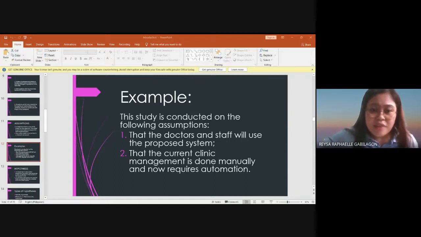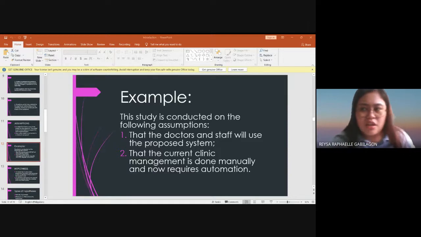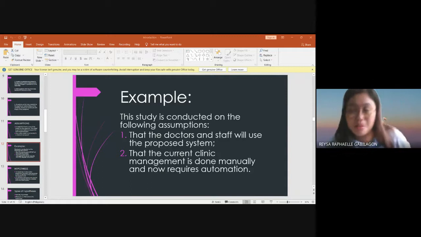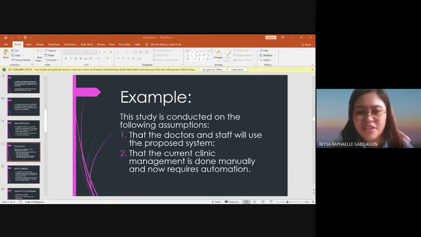And then at the same time, you have another assumption that your target hospital is not automated. They do things manually. Dispensing is manual, and all documentation they are doing manually. So you are assuming that they need a system for automation. Those are examples of assumptions. But again, we don't really write that in the research proposal anymore.